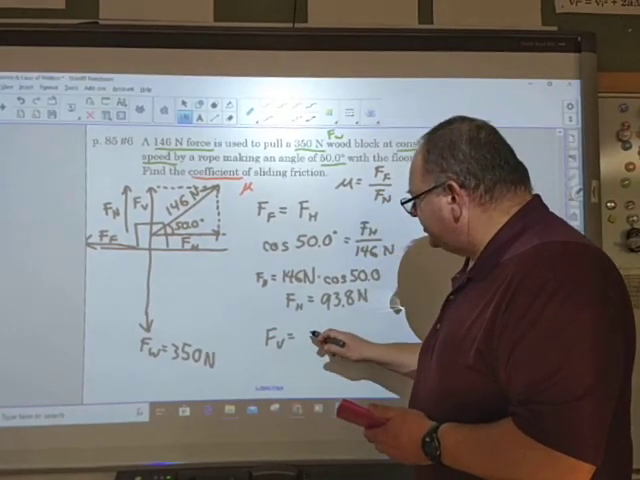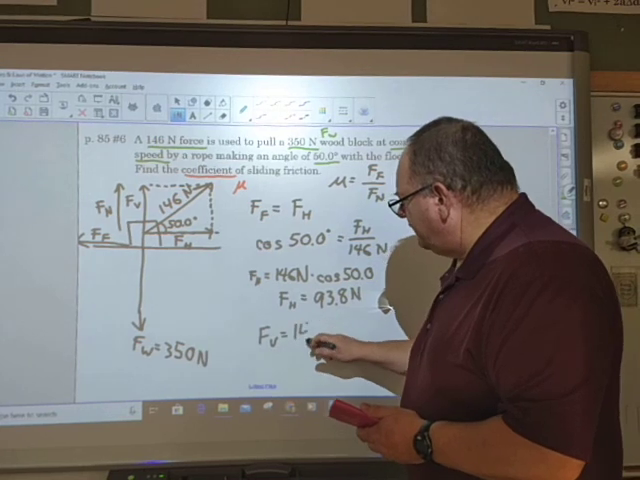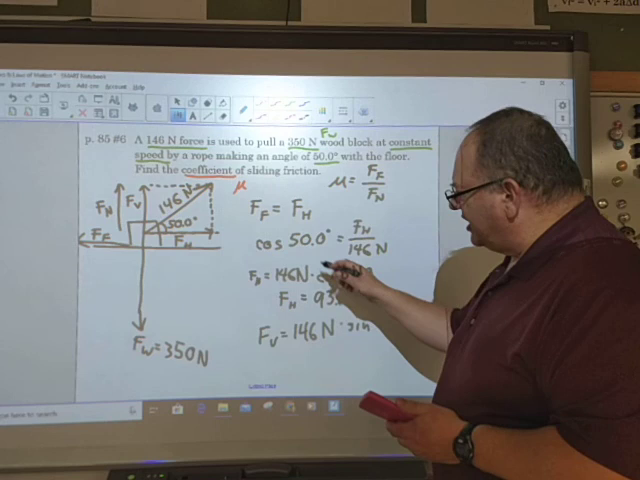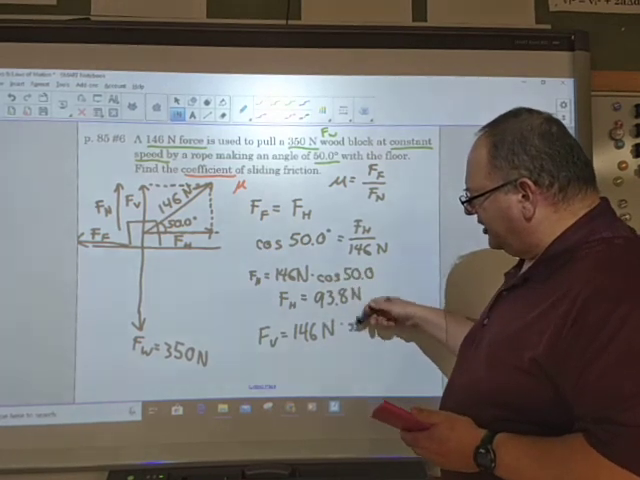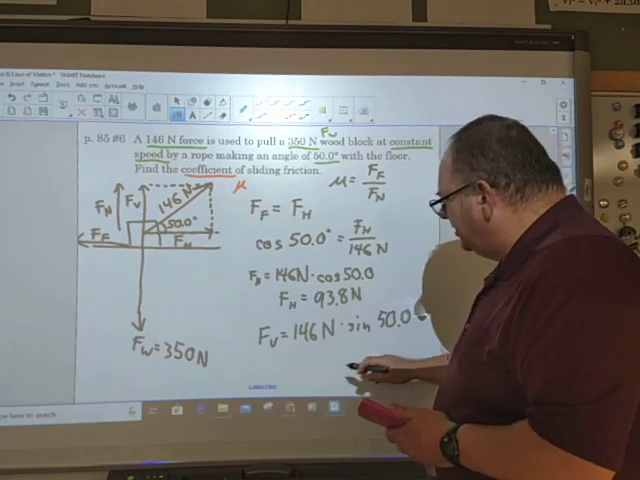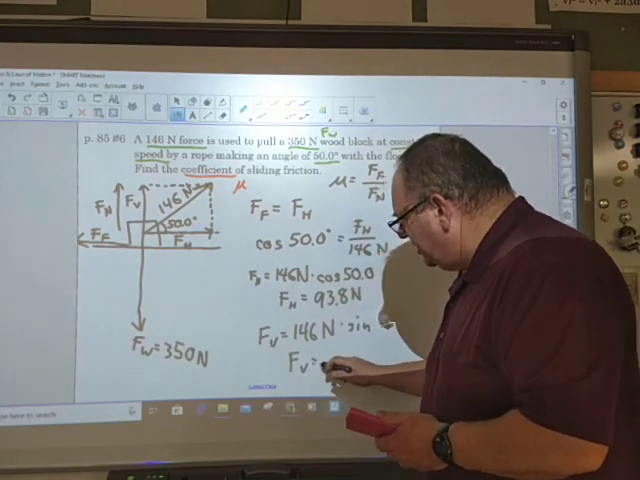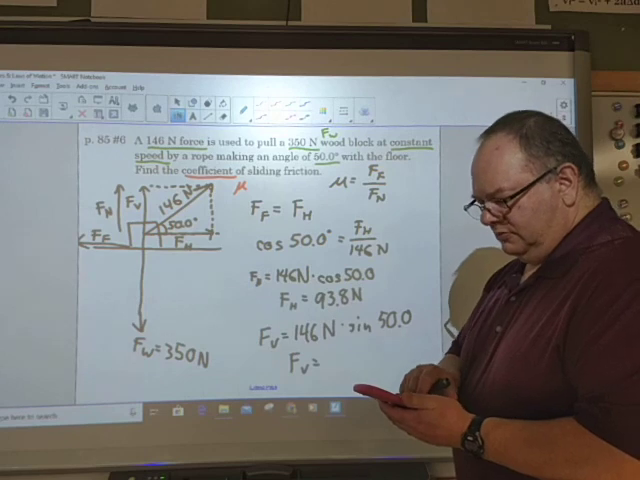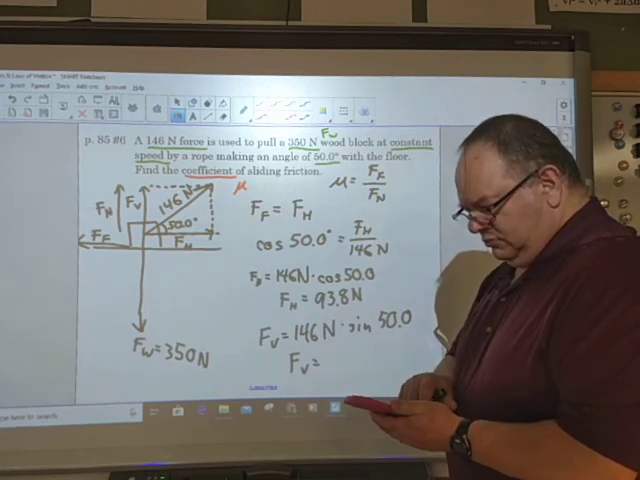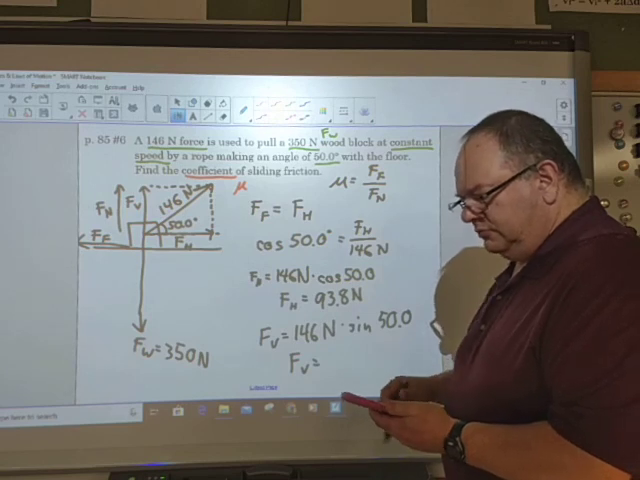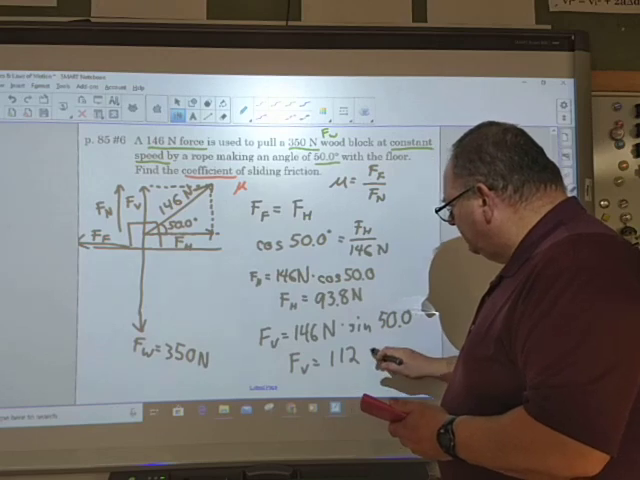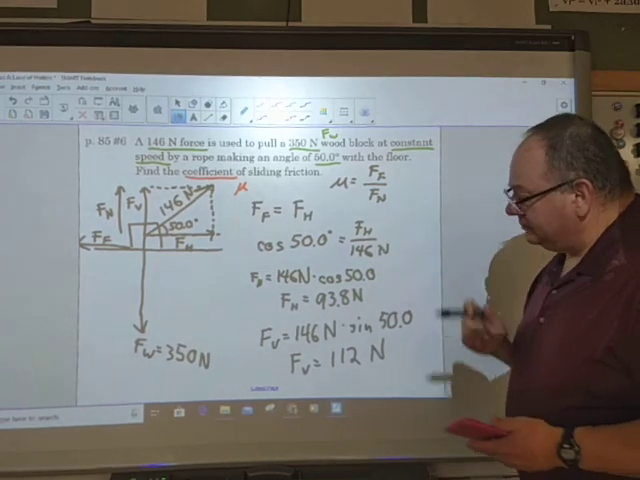You can almost guess that we're going to need the vertical component, so I'm just going to say FV is 146 newtons times the sine, because I always know that the horizontal and vertical are opposite functions, cosine and sine. Sine of 50. So FV is 112 newtons. Okay.